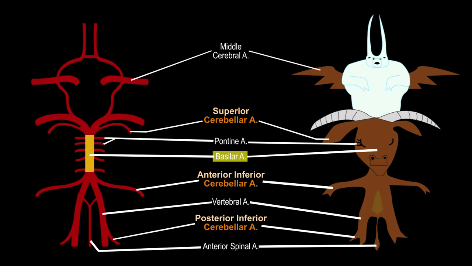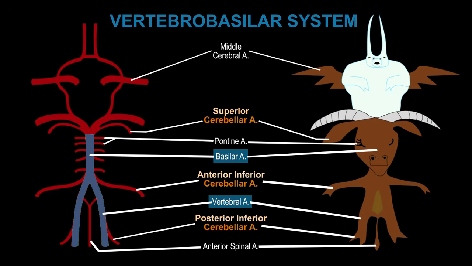Next, there's the basilar artery. This artery is formed where the two vertebral arteries join. It lies in front of the brainstem, and sprouting to its sides are the pontine arteries. The pontine arteries supply the pons and adjacent structures, hence the name. Together, the vertebral and basilar arteries form the vertebrobasilar system.